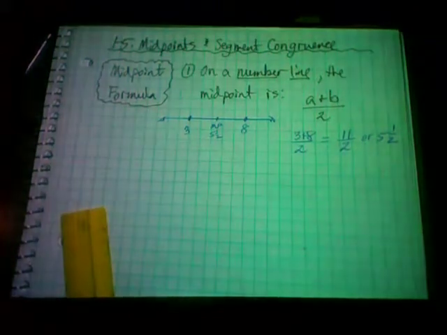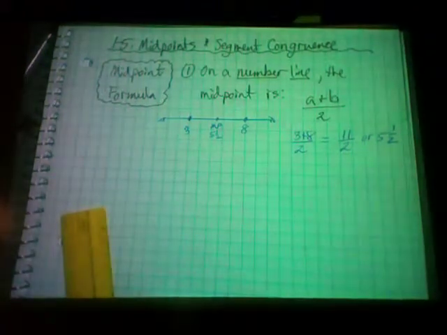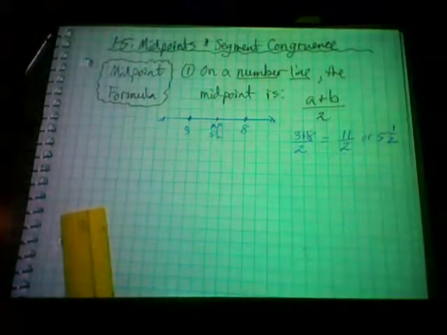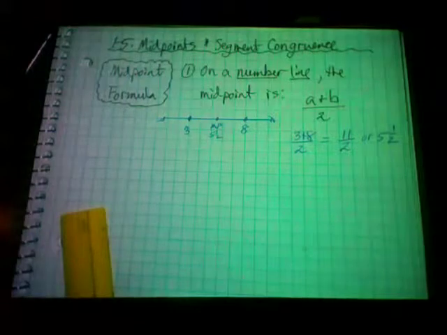So if it's a number line, you're just adding the numbers and dividing by 2. What's that similar to? Mean. The mean, or the average. All you're doing is averaging the numbers together. All right, but what if we're in the coordinate plane? Because we have an x and a y value.